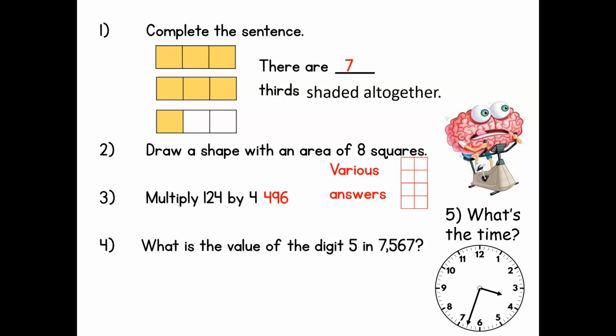Question 4 gives us practice at identifying place values. The digit 5 in this case is in the hundreds place, so its value is 500, or it can be written 500s. As always, question 5 is our time question.